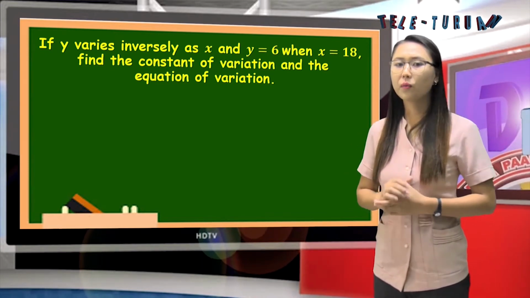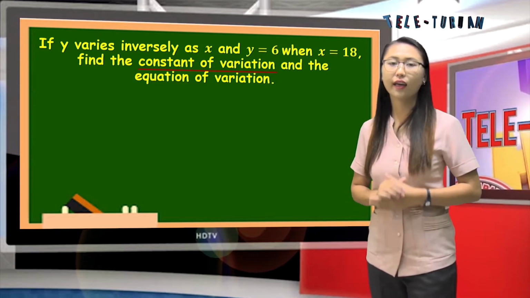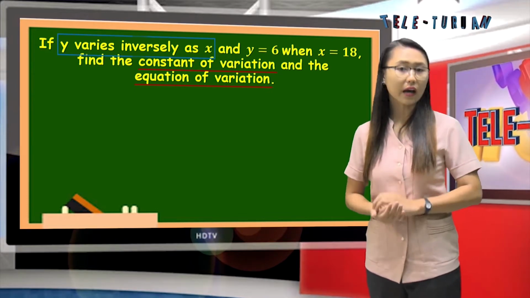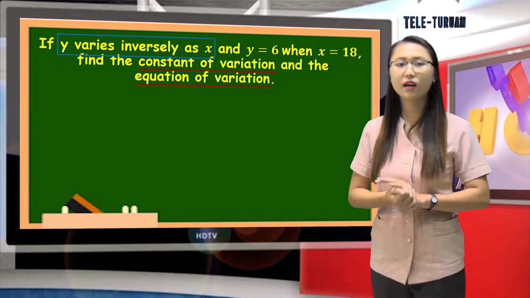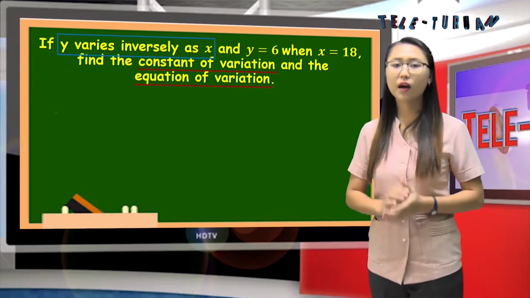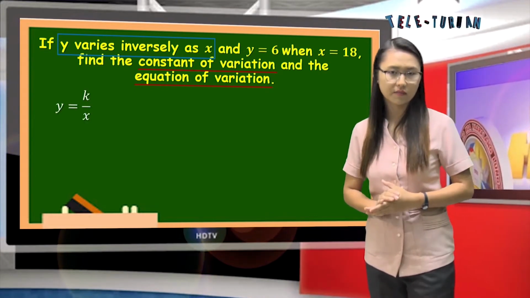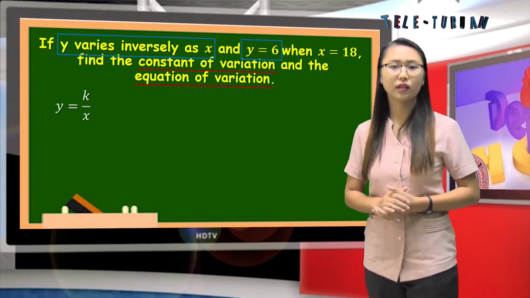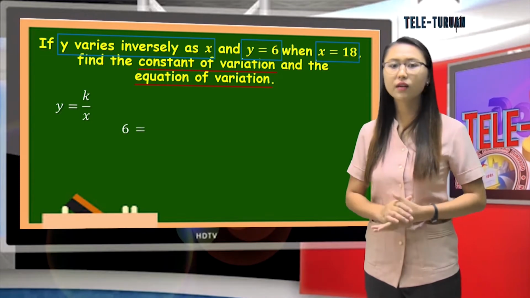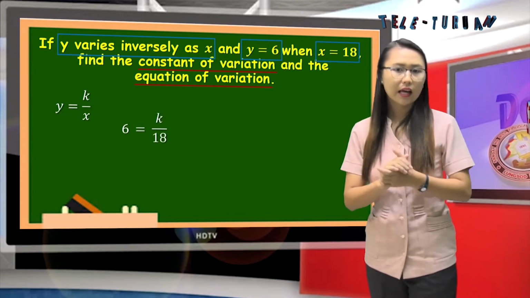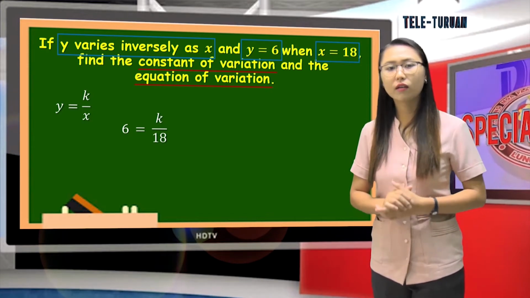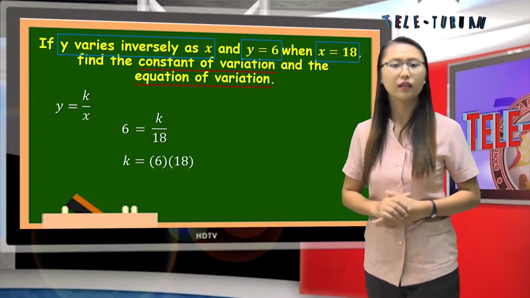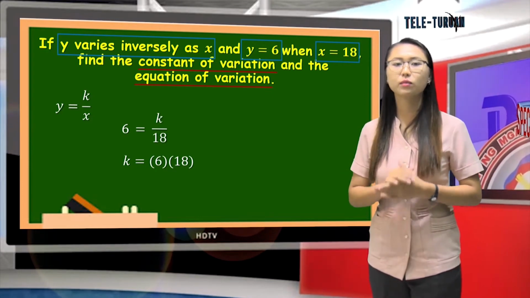In this problem, we are asked to find the constant of variation and the equation of variation. First, we need to translate the statement y varies inversely as x into an equation. So we have y is equal to k over x. Next, we will substitute the given values of y and x into our equation. It will become 6 is equal to k over 18. Let us simplify. By using the cross multiplication process, we have k is equal to 6 multiplied by 18. The constant of variation is 108.